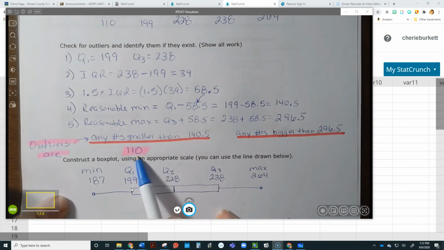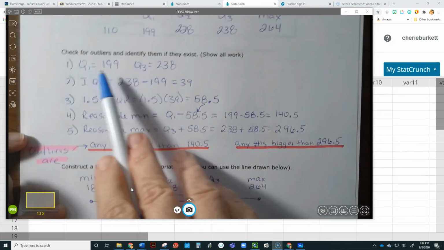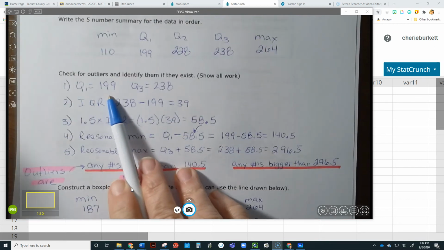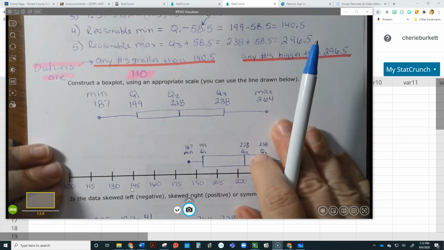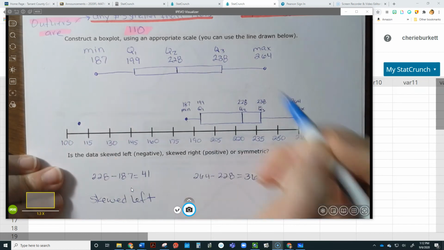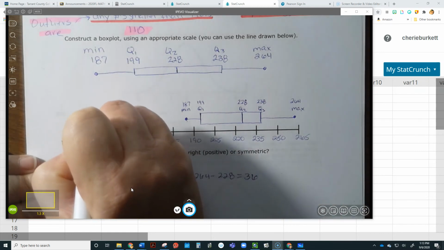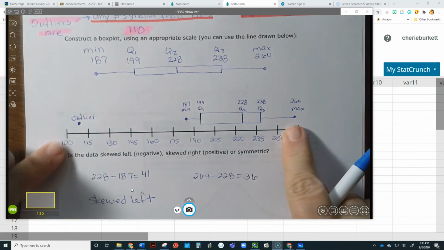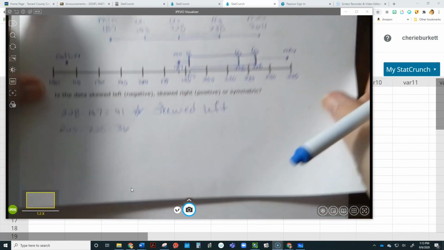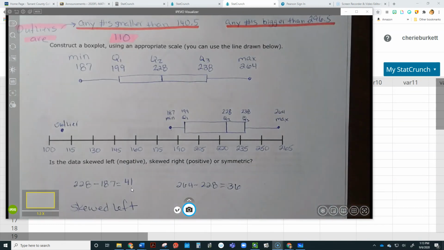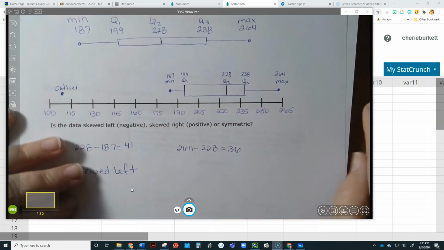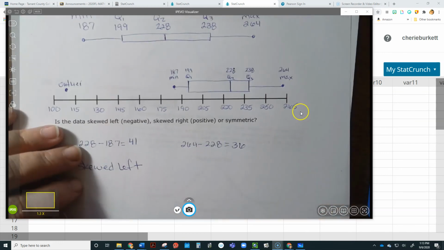Still, I figured out my outlier is 110. That's why I said even though the Q1 was different on StatCrunch versus doing it by hand, it still gave us the same outlier. So I did forget to go over here and plot my outlier. So here is, and you can tell it's not a whole lot different. I wanted to show you that this is what it looks like. Now I'm going to show you how to do it on StatCrunch.